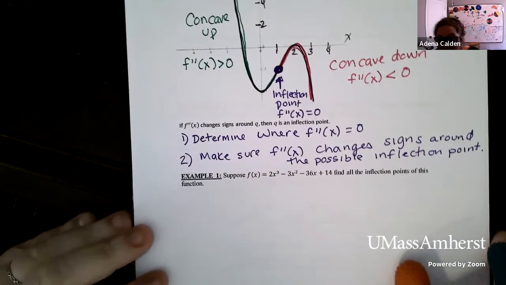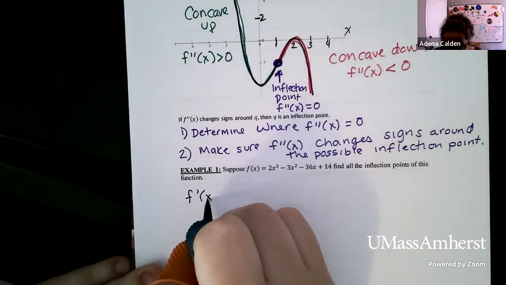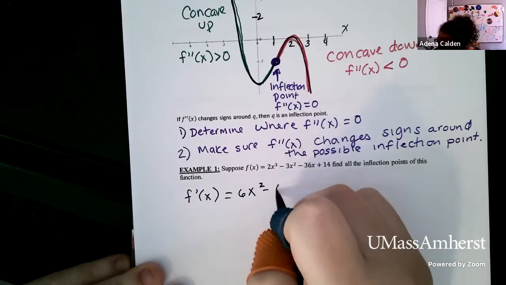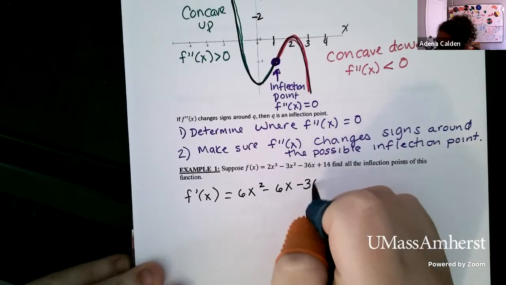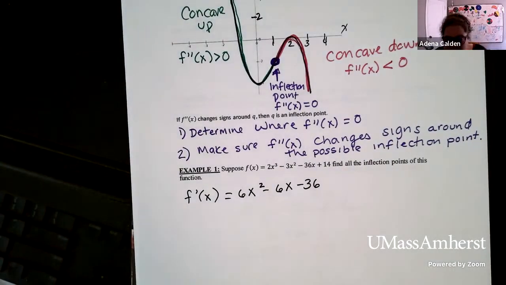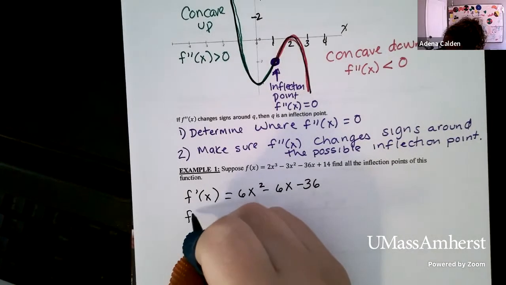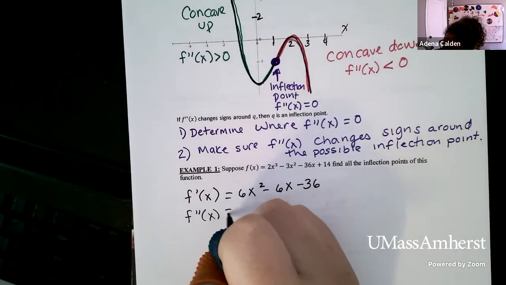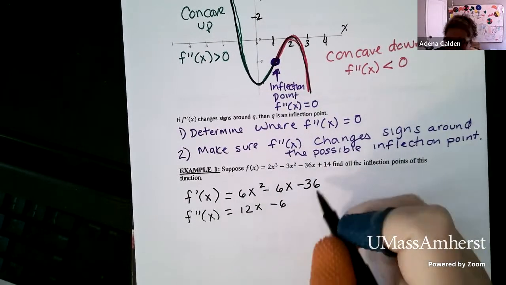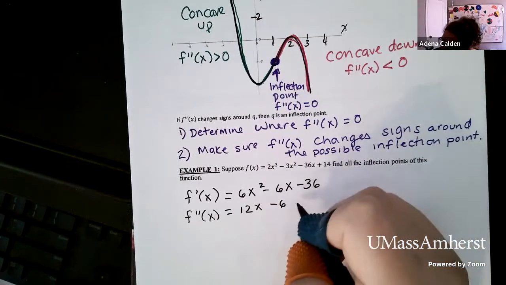All right. So again, we need to get to the second derivative. In order to do that, we have to go through the first derivative. So we have 6x squared minus 6x minus 36. Hopefully you're feeling comfortable taking first derivatives using this power rule, which comes up quite a bit. And then our second derivative here, we're going to get 12x minus 6. So as a reminder, 36 is a constant, so the derivative of that is 0.